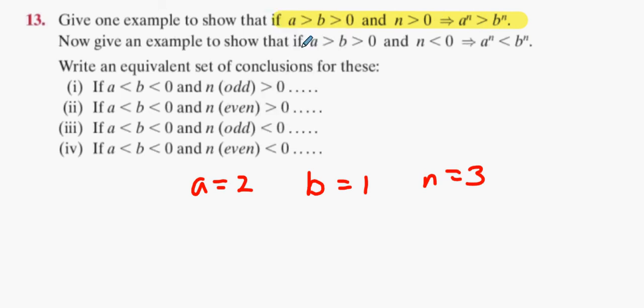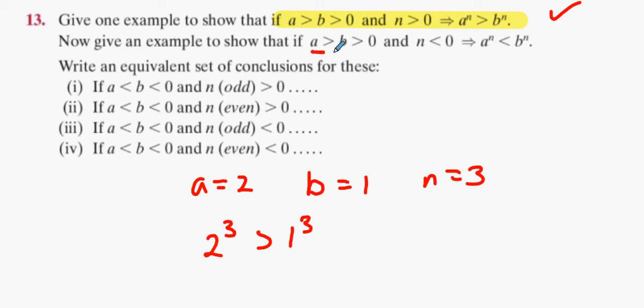Next thing. What we're going to have is 2 to the power of 3 bigger than, see what I'm doing here? I'm doing the last part. a to the power of n, in his case, would be 2 to the power of 3. Is 2 to the power of 3 bigger than 1 to the power of 3? Is it? Great. That means that's true. Let's try another example.